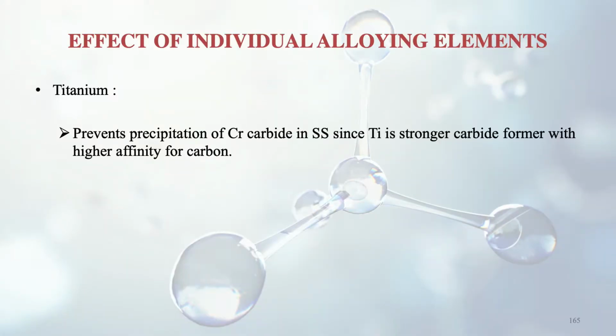And what about titanium? It prevents precipitation of chromium carbide in stainless steel, since titanium is a stronger carbide former with higher affinity for carbon. So we see in titanium that it has greater affinity for carbon. So titanium will form the carbide first of all. Thus precipitation of chromium carbide will not be there and it will be useful.